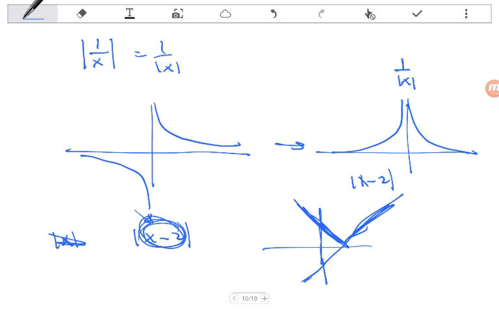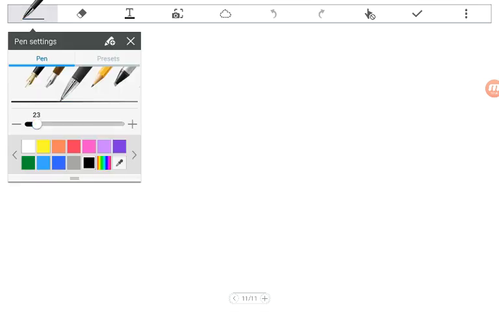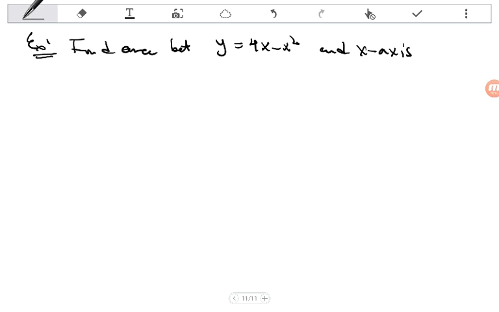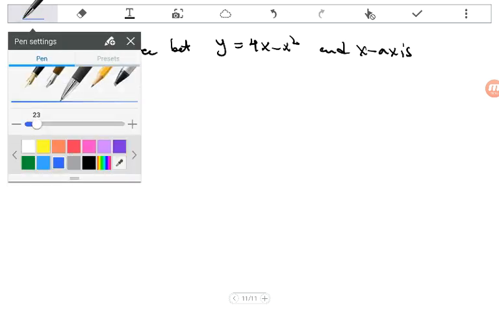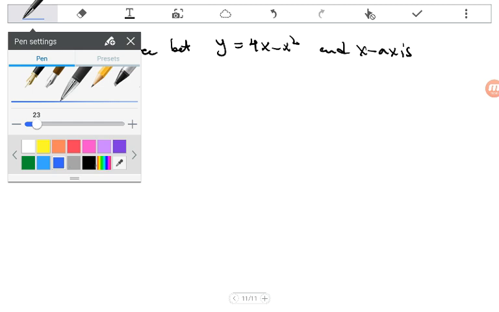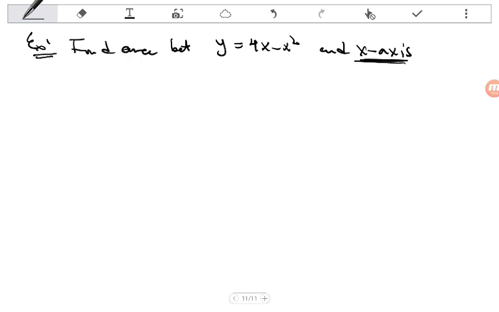Now let's see some problems on finding the area between two curves. Find the area between 4x minus x squared and the x-axis. So this is a problem. Maybe you can consider it as a net area, or as a total area, because it is with the x-axis. First, let's graph the function.